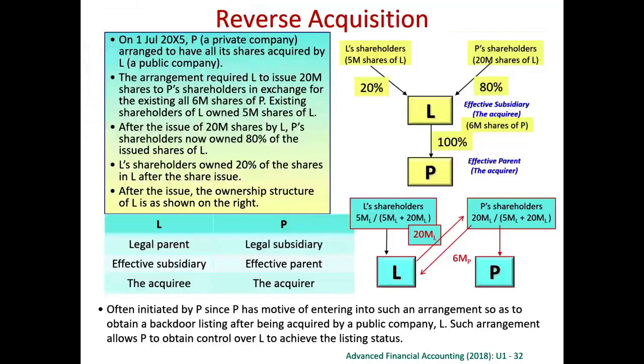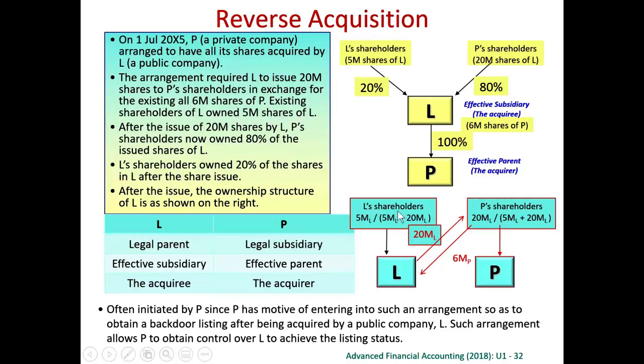In one very special case, it is somehow difficult to identify the acquirer. This special case is what we call reverse acquisition. Reverse acquisition is a very special case. Say for example, on 1st of July 2005, P is a parent company that arranged to have all its shares acquired by L. The arrangement required L to issue 20 million shares to P's shareholders in exchange for all the existing 6 million shares of P, and the existing shareholders of L will own 5 million shares of L. So this is the situation.